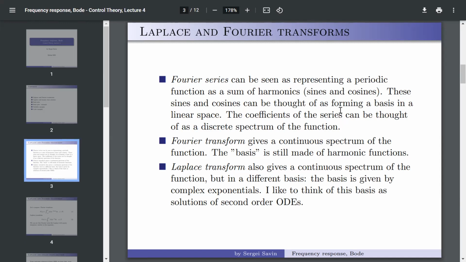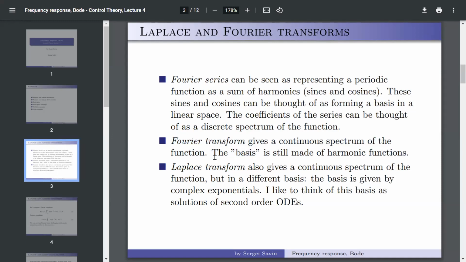The coefficients of the series are a discrete spectrum, right? That's what you can think about it. Fourier transform is kind of the same, but it gives you a continuous spectrum of the function. And the basis of this continuous spectrum is the same as before, as in Fourier series, sines and cosines. So basically, you can think of Fourier transform, same as Fourier series, as a decomposition in terms of sines and cosines. That is what I said in the introduction of the previous lecture, but it bears repeating.